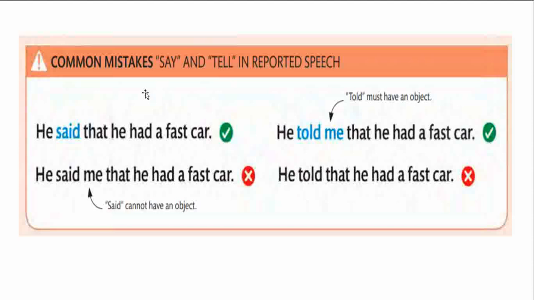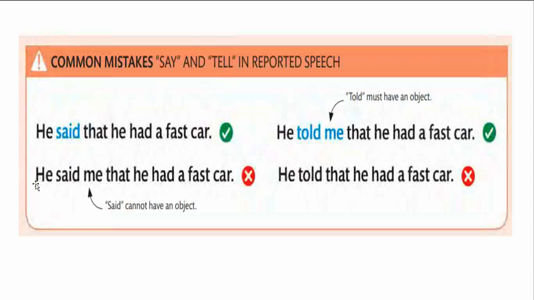Then we have certain common mistakes regarding say, tell, told, etc. He said that he had a fast car. This sentence is correct. He told me that he had a fast car. Told me is also correct because told must have an object of the verb. So it is correct.